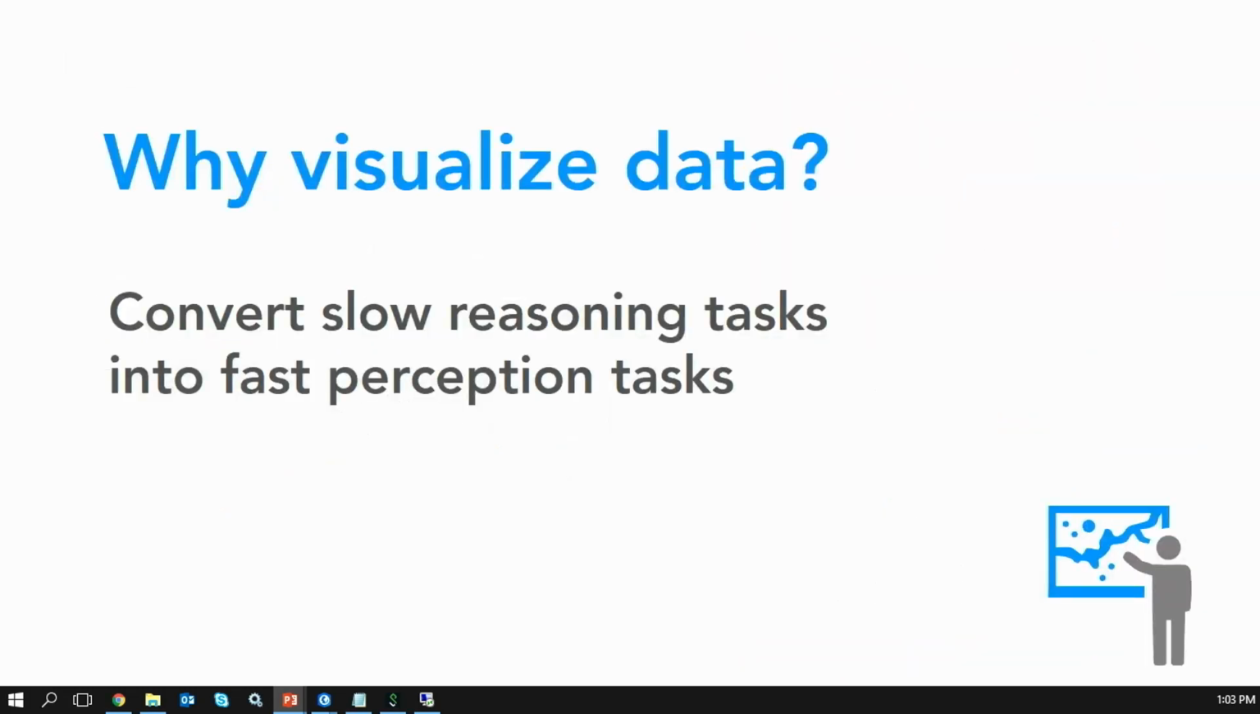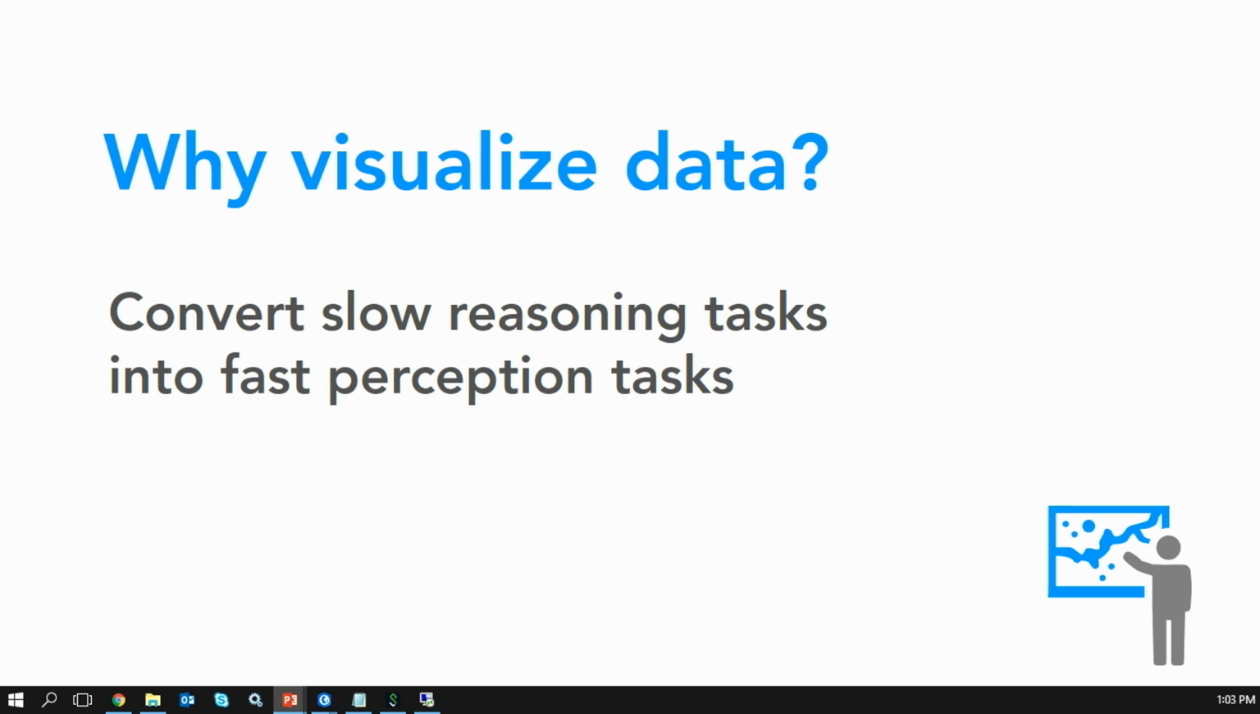In summary, we visualize data to convert slow reasoning tasks into fast perception tasks, so that we can intuitively perceive relative differences instead of having to hold information in memory and perform mental calculations. This process of visual perception is pre-attentive. So that means that it happens automatically with virtually no effort, in contrast to attentive processing, which requires conscious effort and calculation.